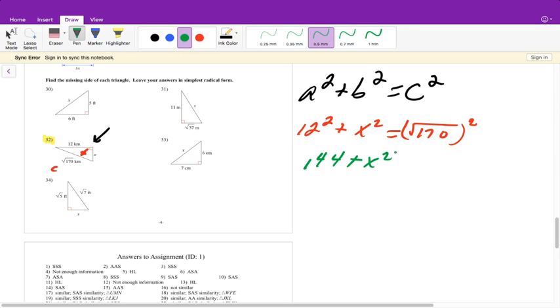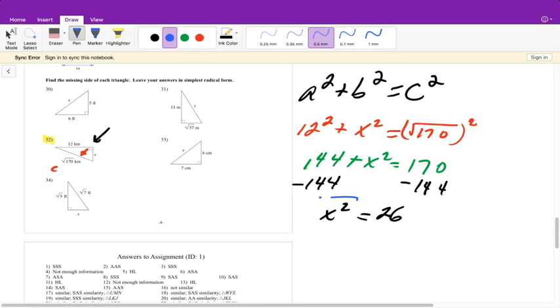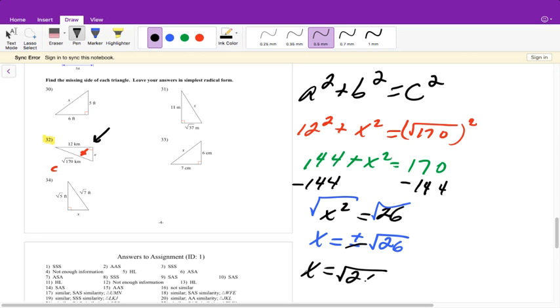144 plus x squared is equal to 170. We subtract the 144, and x squared is equal to 26. We will then take the square root of each side. Remember, what number squared is equal to 26 is going to generate two answers. So x is equal to plus or minus the square root of 26. And then, because we're dealing with side length, we're going to reject the negative, and x is equal to the square root of 26. Our units in this case are kilometers, so square root of 26 kilometers.